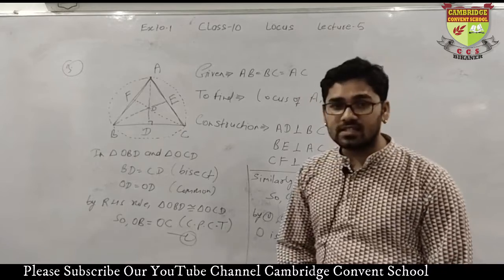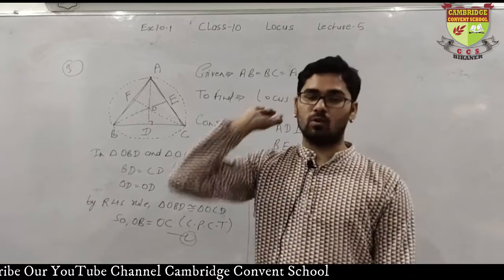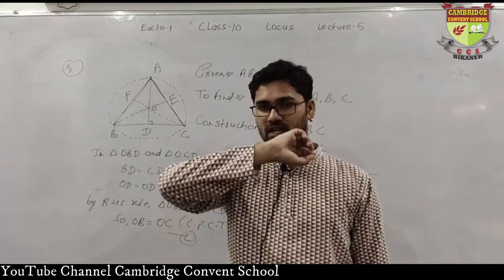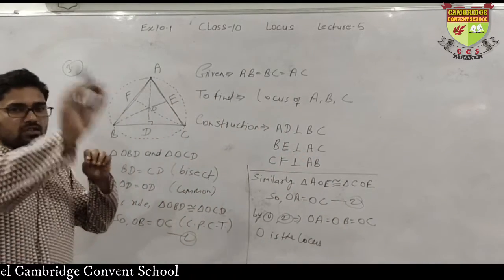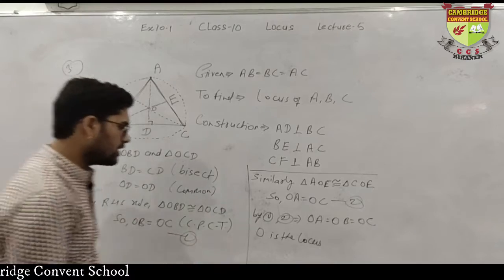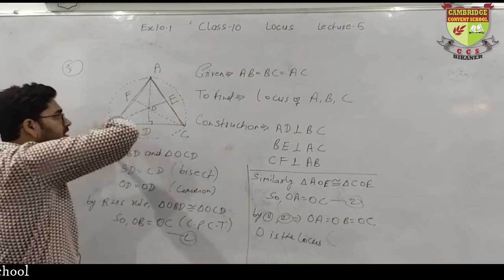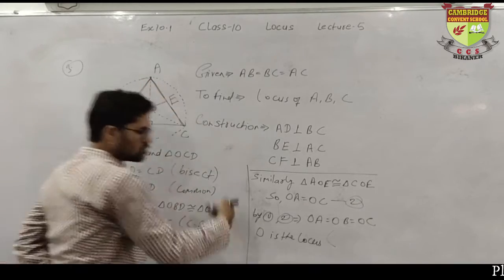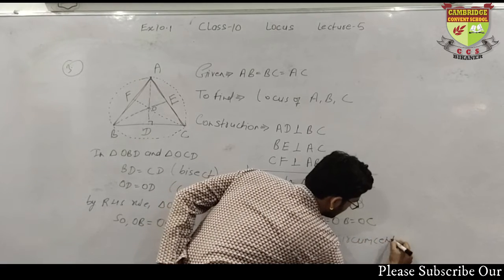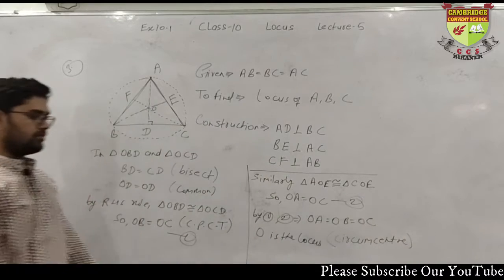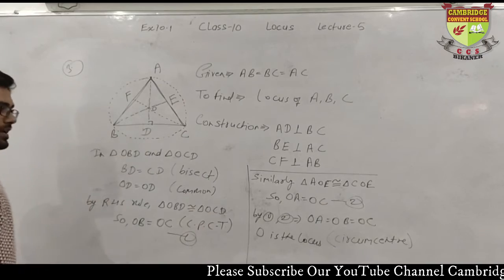So what is the locus? Locus is not the circle. Locus is this point. Only a point is the locus. Locus is never a shape. Locus is basically a point or a combination of points, right? So O is the locus. What is its name? O is the center of this circle and this is a circumcircle. So what is O? O is the circumcenter. Fine. So our answer is circumcenter, and this is the justification of all the parts asked.